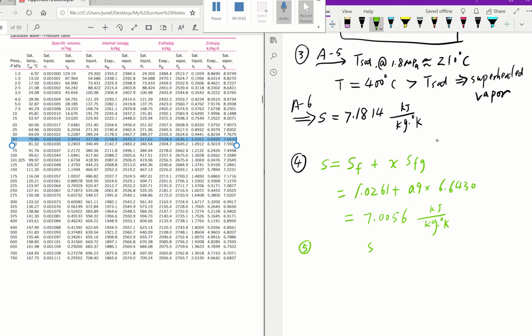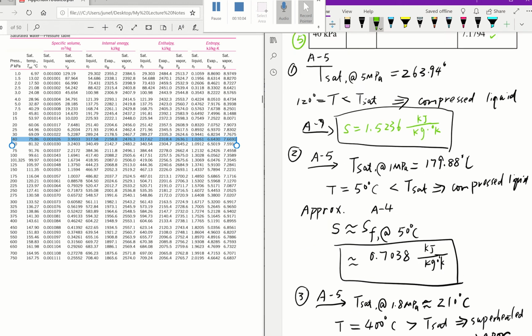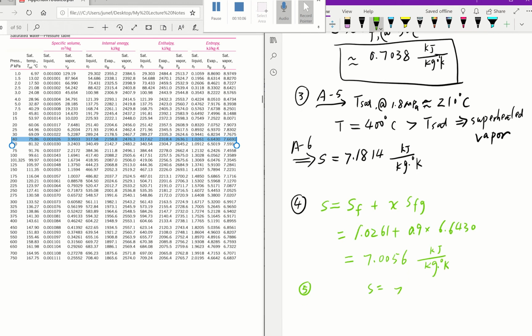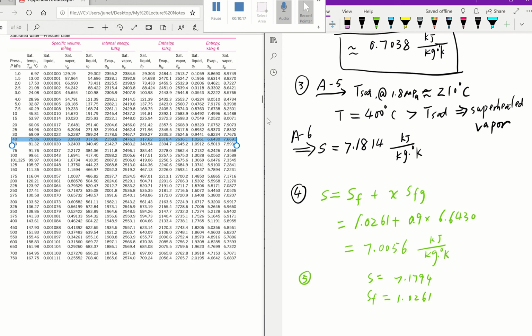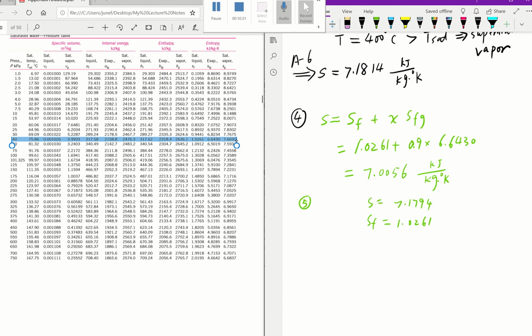We realize this S given is 7.1794, and our Sf is 1.0261, and our Sg is what? 7.6691. So that means our S is in between Sf and Sg. When would that happen? It happens with a saturated liquid vapor mix.